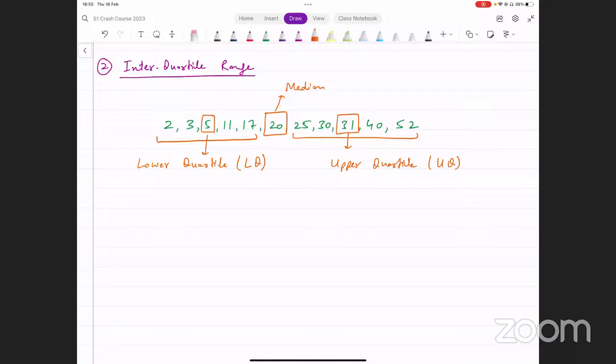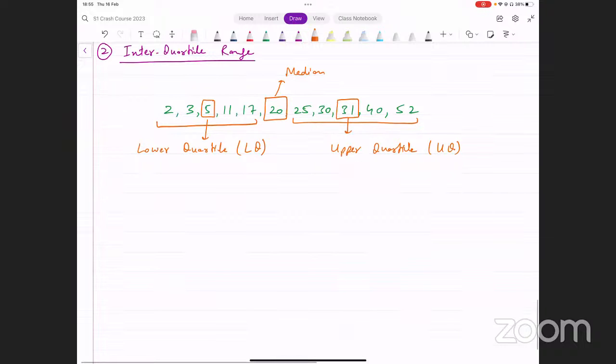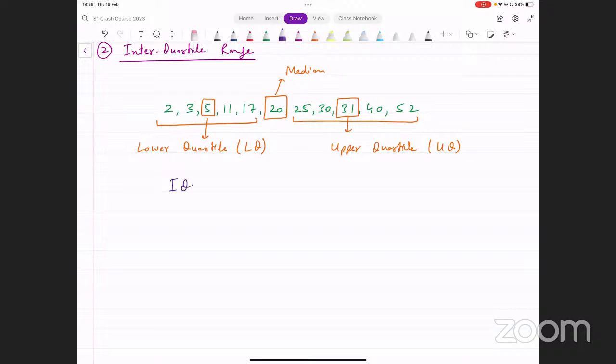Now, if you have the upper quartile and lower quartile here, you can find the interquartile range. So interquartile range, IQR, what is that equal to? That equals upper quartile minus the lower quartile. You just input values here. The upper quartile is 31 in this case, minus the lower quartile, that is 5. The interquartile range turns out to be 26 in this case.